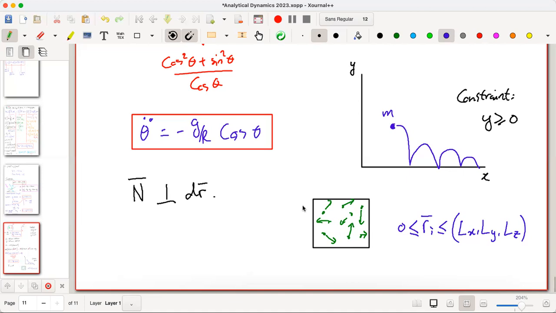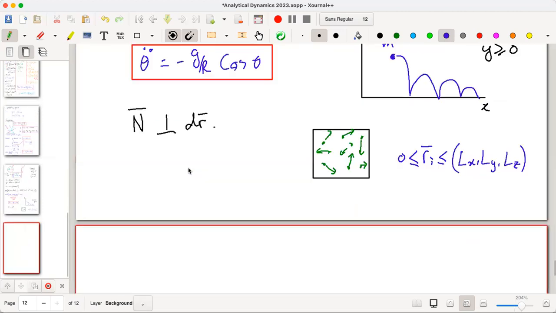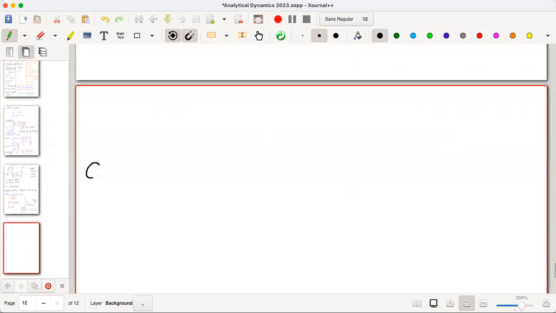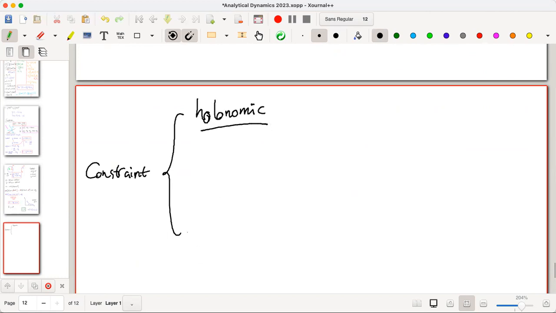So now basically we can classify constraints. I still have the last 4 minutes. Let me just classify the constraint. The constraint can be classified into 2 terms. First, it's called holonomic, and the other one is non-holonomic. What is holonomic? Holonomic is every constraint that can be expressed as an algebraic equation.